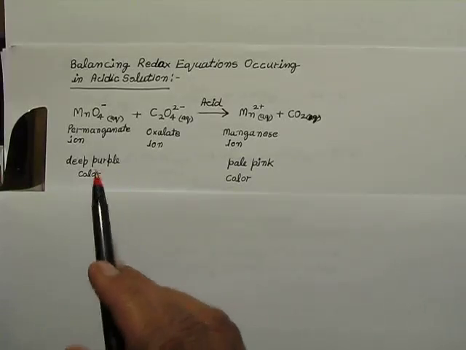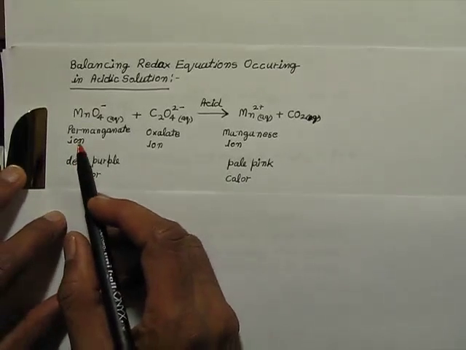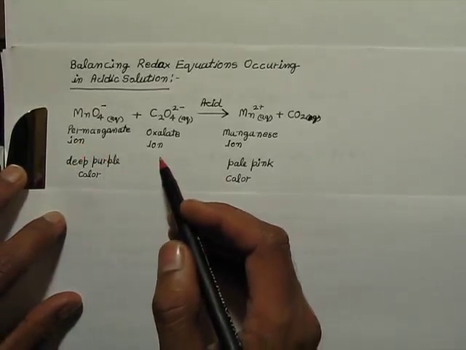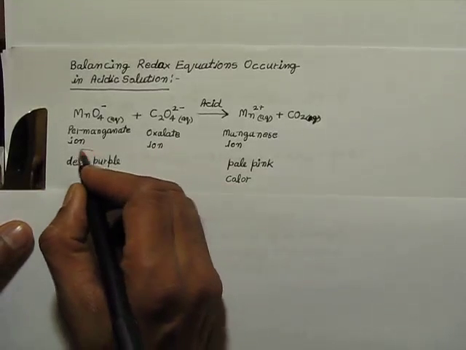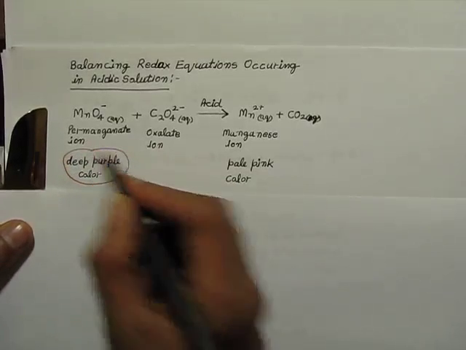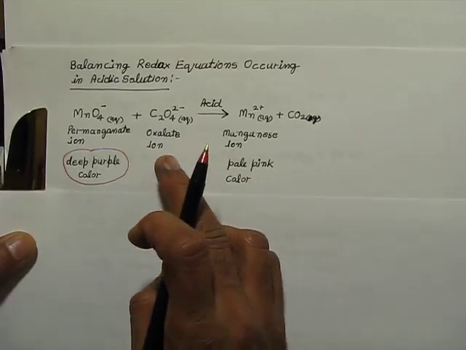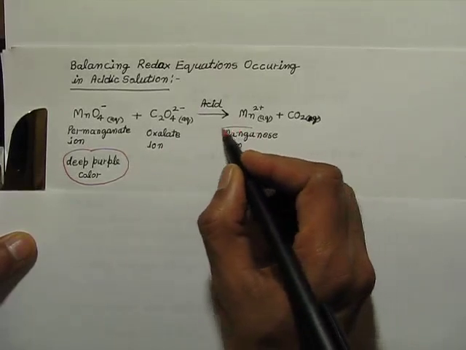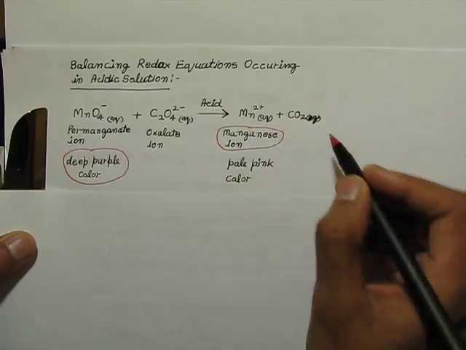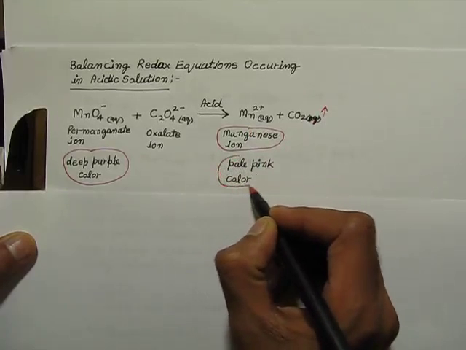We will understand how to balance a redox equation that is occurring in acidic condition. For example, when permanganate ion is added to an acidic solution of oxalate ion, permanganate ion, which has a very deep purple color, converts into manganese ion, carbon dioxide gas is released, and the solution starts becoming pale pink.